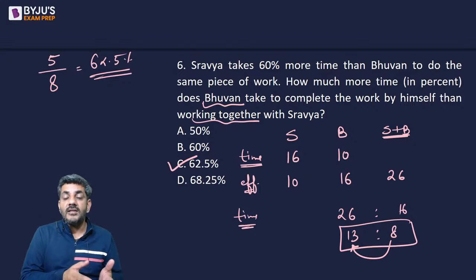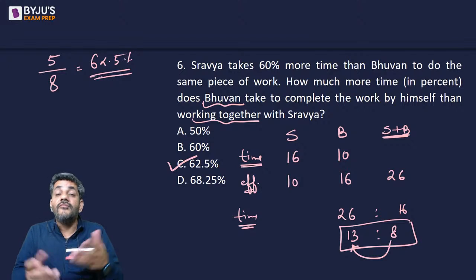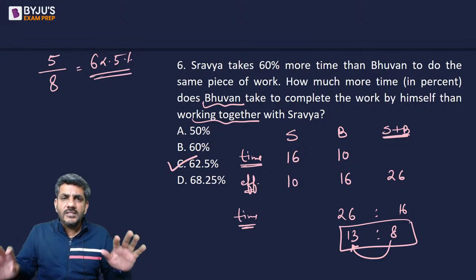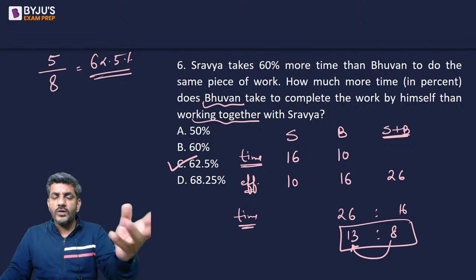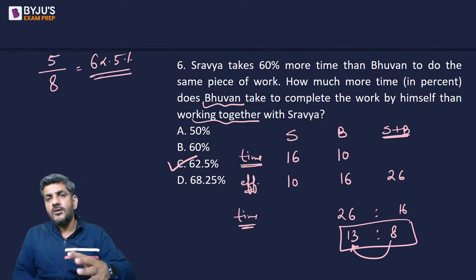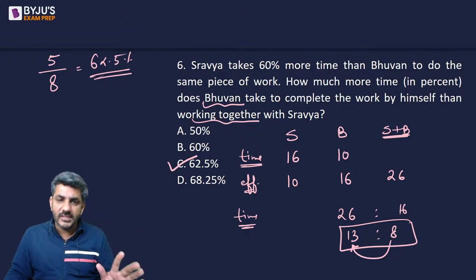Ratio of their time taken is 16 is to 10. So ratio of their efficiency is 10 is to 16. Where did I get 10 and 16 from? I just took any random numbers of which 60% can easily be taken. You could have taken 5 and 8 as well. You could have taken 20 and 32 as well. Take any two numbers in which one is 60% more than the other.